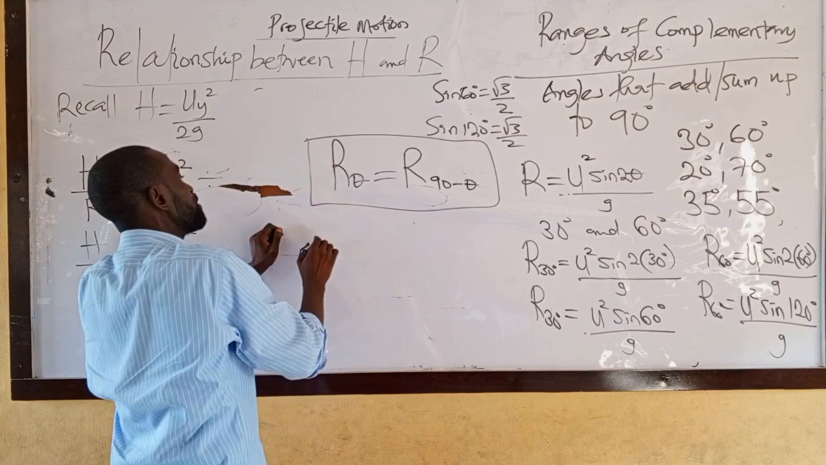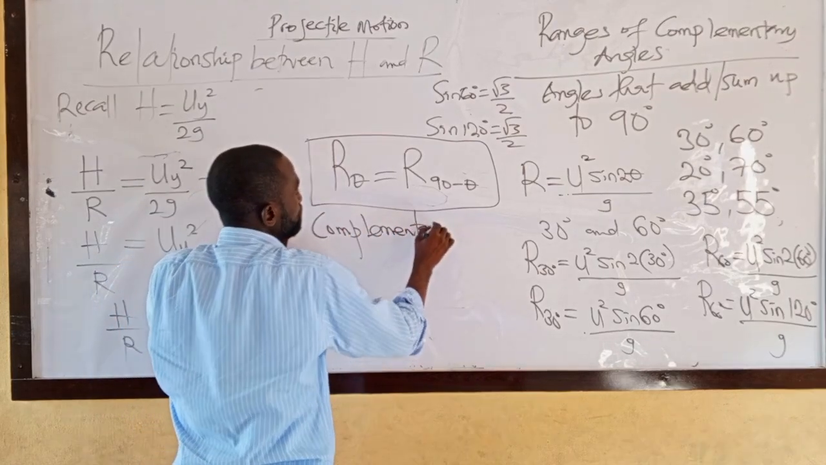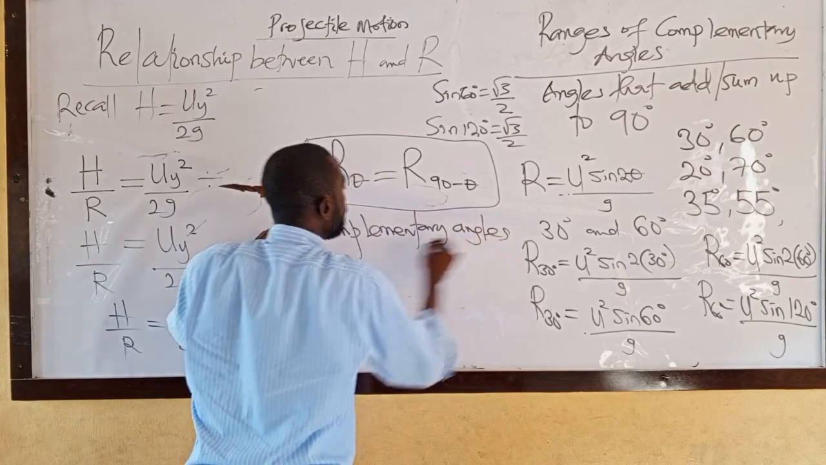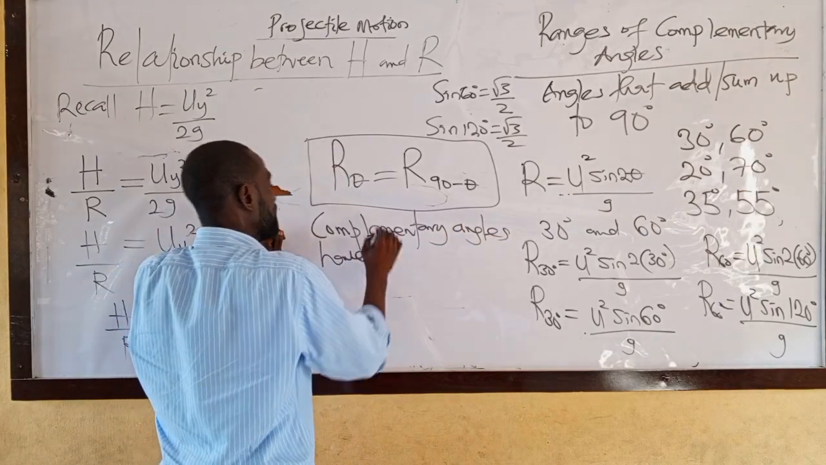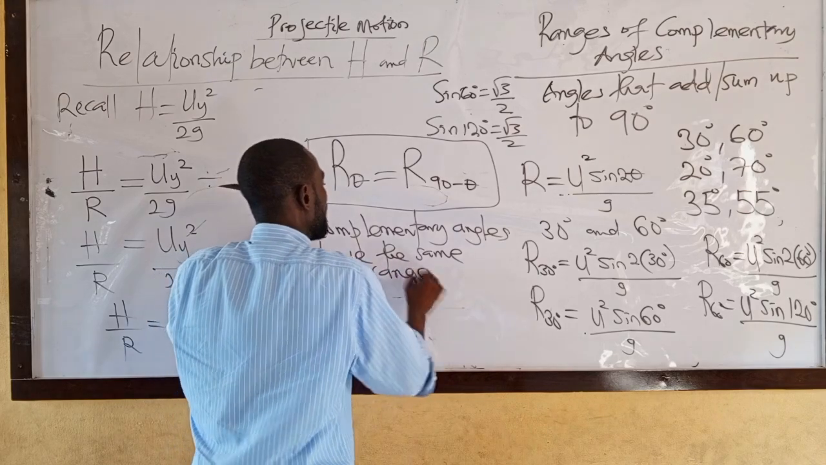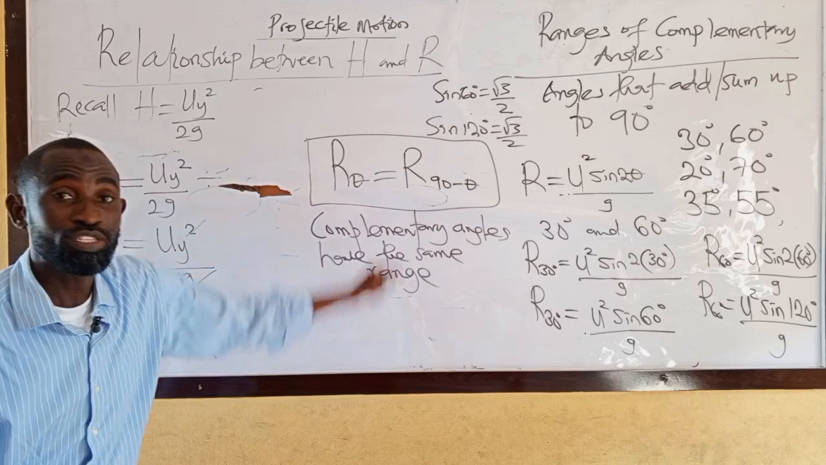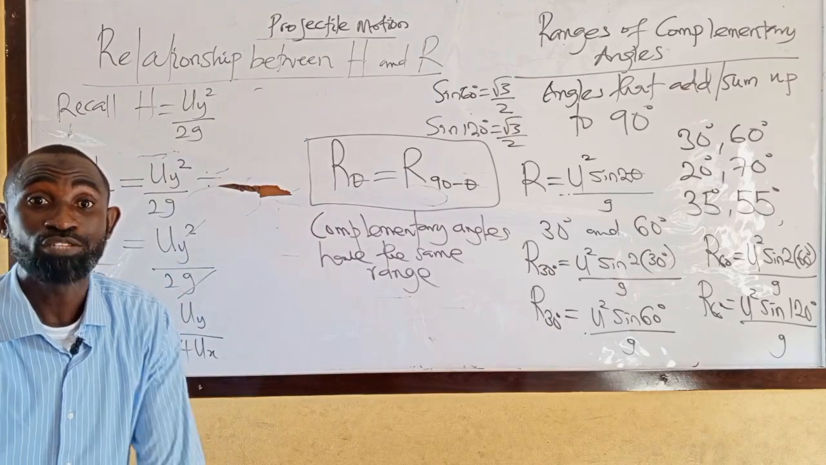What's the meaning of this? Complementary angles have the same range. And lastly, according to their ratio, their ratio is 1 to 1.